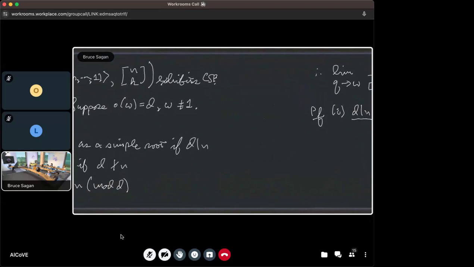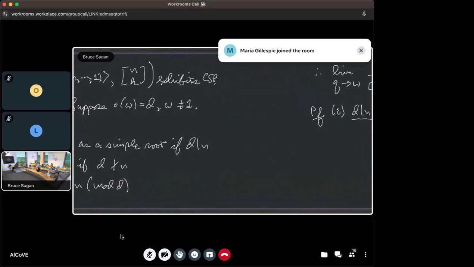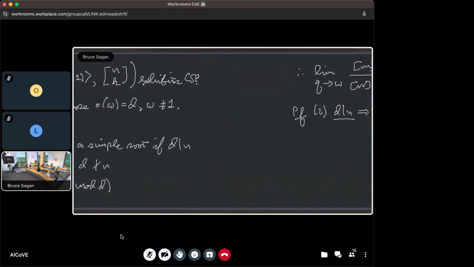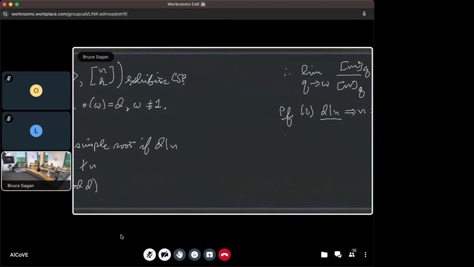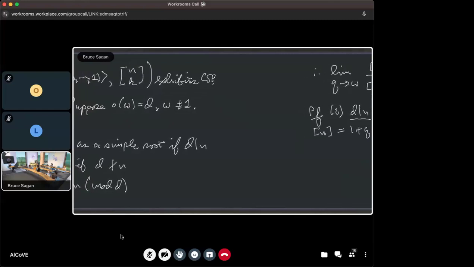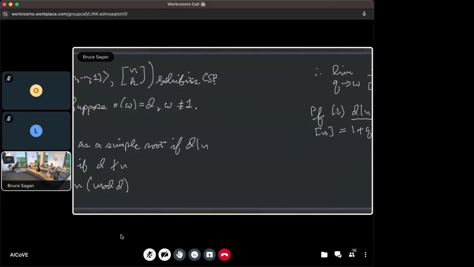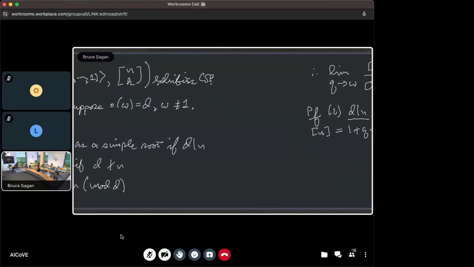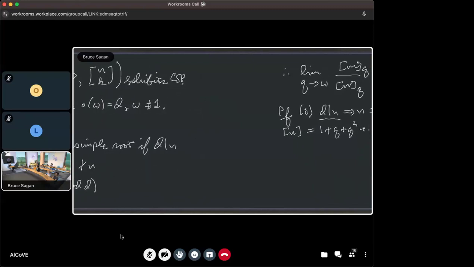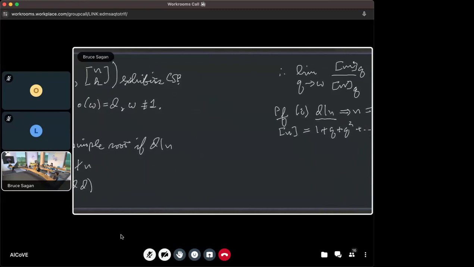Okay, so what does that mean? That means that n can be written as k times d. So therefore, what does bracket n look like? Well, by definition, it's 1 plus q plus q squared, ending at 1 less than this. So q to the kd minus 1.